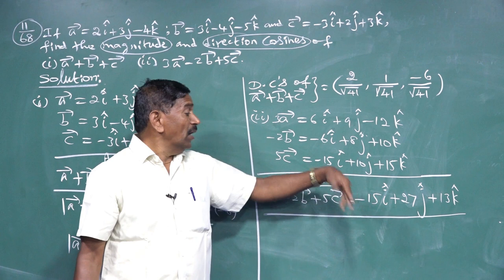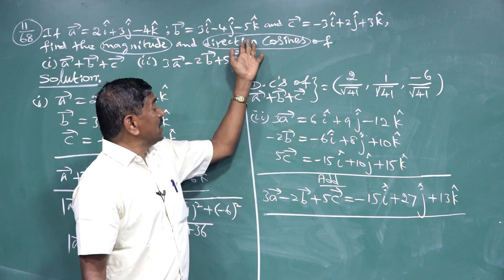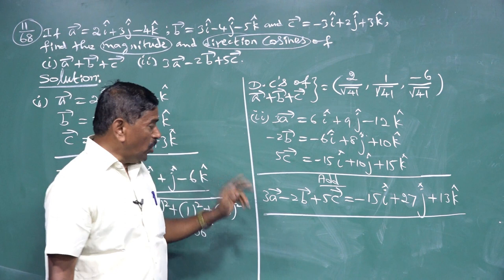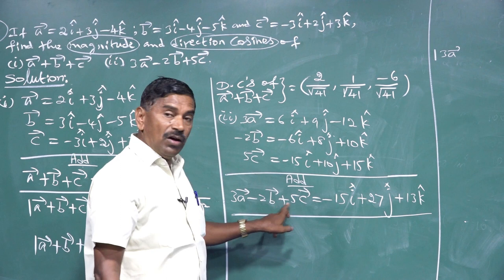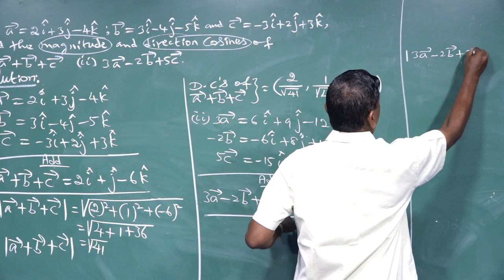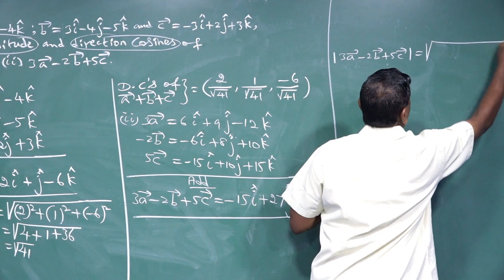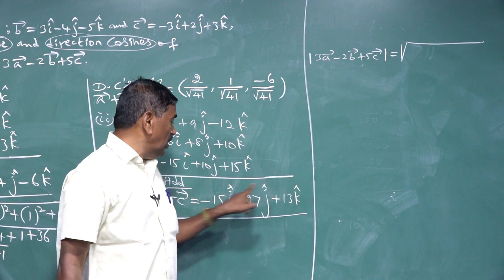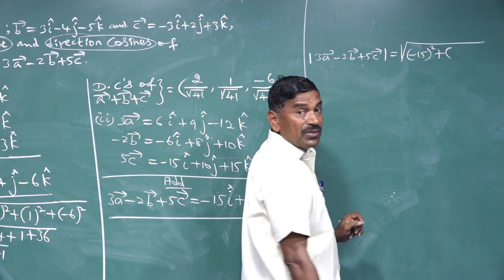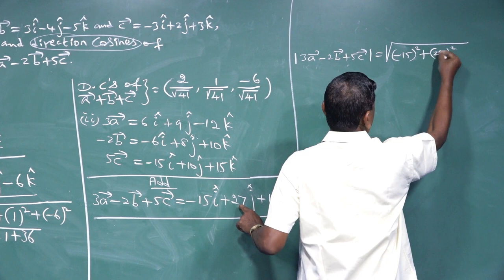Now we want to find the magnitude of this vector and the direction cosines of this vector. So it is a. Modulus of 3a vector minus 2b vector plus 5c vector is equal to the square root of the sum of the squares of the i, j, k coefficients: minus 15 the whole square plus 27 the whole square plus 13 the whole square.